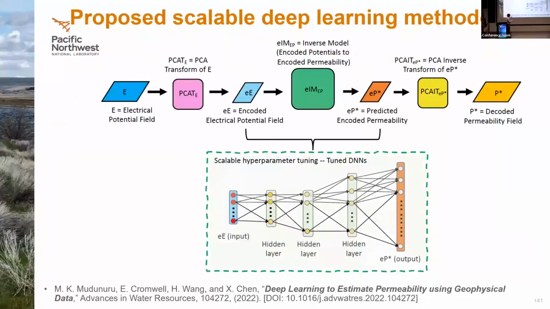In the typical MOdEX flow, you have an input, which is the electrical flow data. We want to encode this because it's high dimensional. We use PCA to do that, and we do the same thing for the permeability. We develop a deep neural network that connects the electrical potential data to the permeability. Once we train this network, we decode it and run the simulations again.